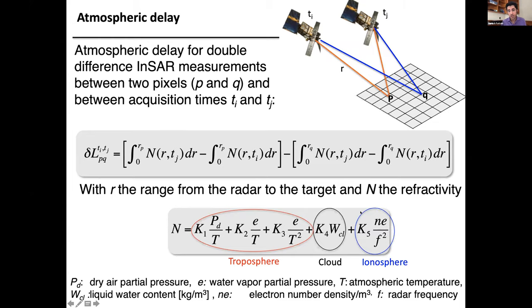And also there is the ionosphere, which is another layer of the atmosphere where we have electrons, and I will go into more detail in the second part of this lecture.